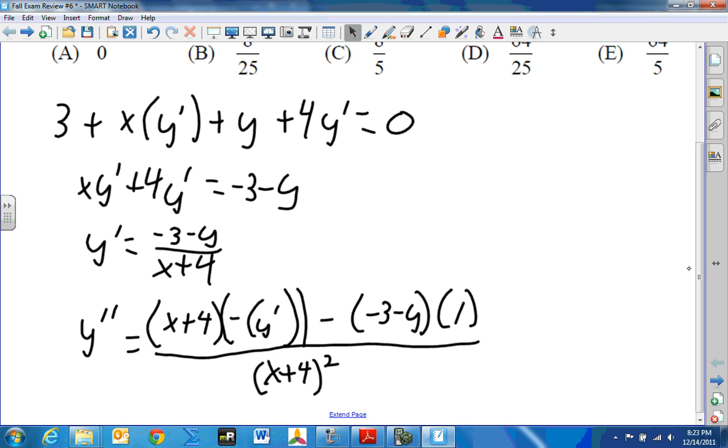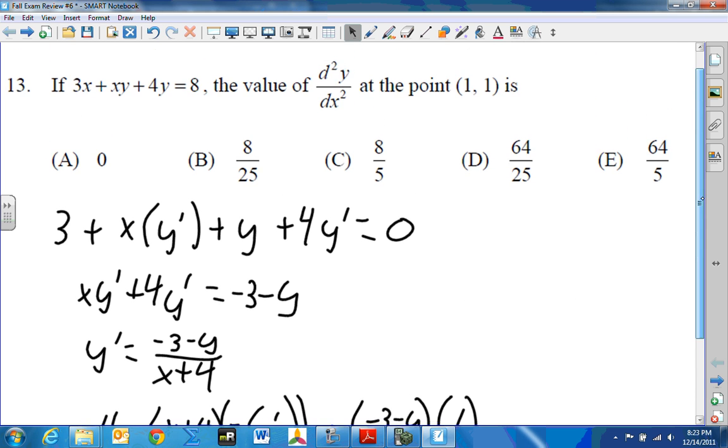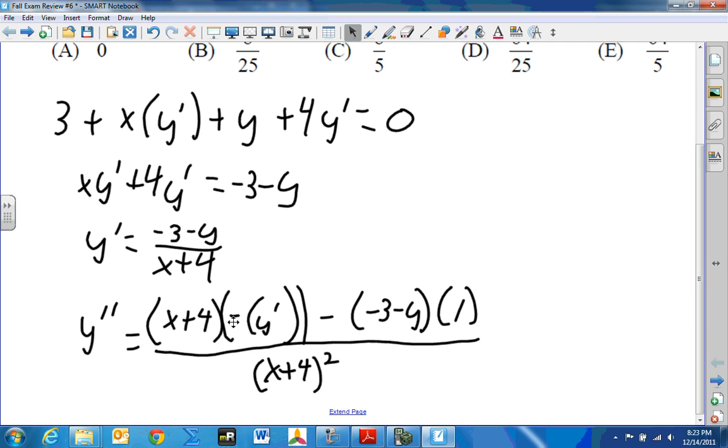Well, from our initial problem, we were told the point is (1, 1), so we know what x and y are. We just need to figure out what y prime is. So let's go back up here and plug in those numbers. We get negative 3 minus 1 over 1 plus 4. We get negative 4/5 for this solution.